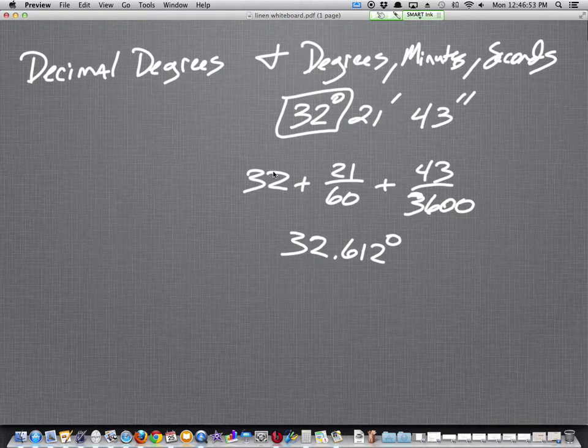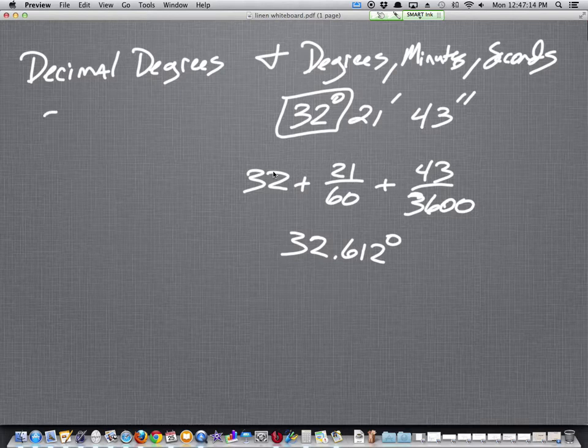Yes. 21 minutes would be 21/60 of a degree. 43 seconds would be 43/3600ths of a degree. Why did they use minutes and seconds like that? I don't know why they named it that. It's probably because they're broken up into 60s. That's probably why they use minutes and seconds.